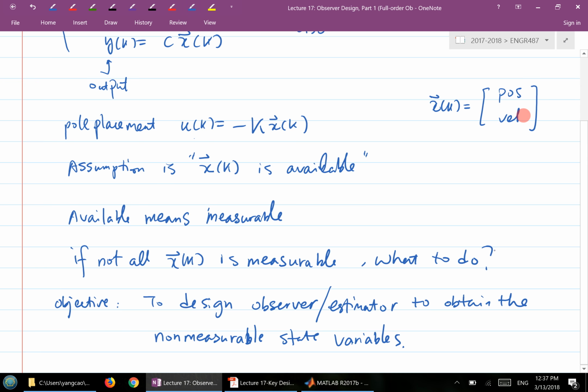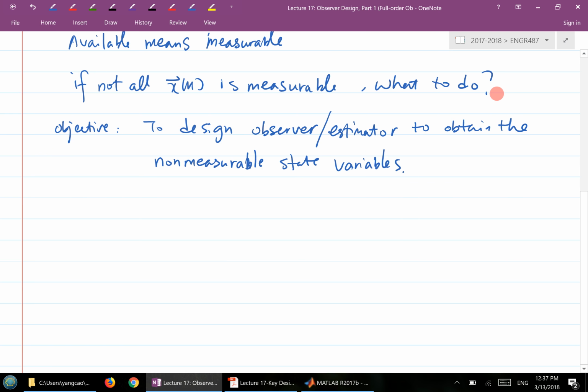Okay, so I'll show you a diagram here. That's the idea of how an observer works. Let's say we have a system here, and you give the system a control input, and the system has output y of k.